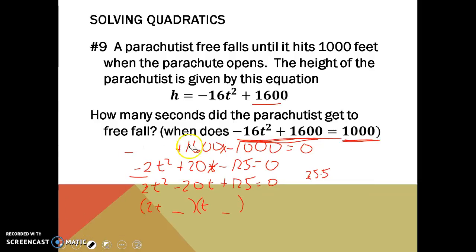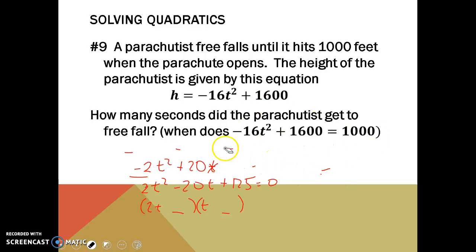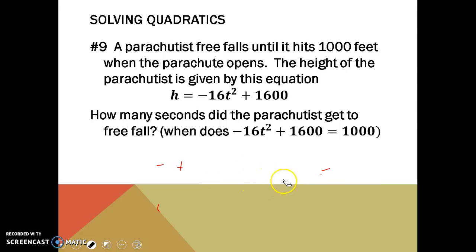Last question, let me get rid of some of this stuff. The last question is about free falling from a parachute. So we have a parachutist who free falls until he hits 1,000 feet. Then he pulls the cord and hopefully the parachute will open and he can float on down to the ground. So we're given this equation that represents his height as he free falls. The question is, how many seconds did the parachutist get to free fall before he hit 1,000 feet?